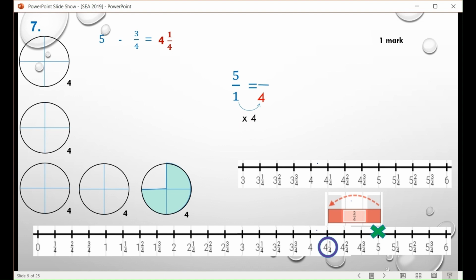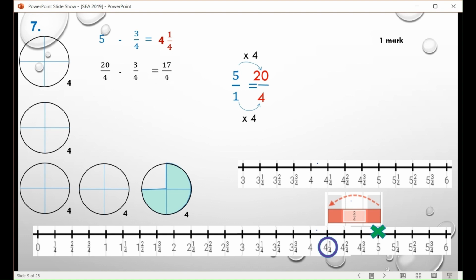We multiply by 4. So 1 times 4 is 4. And if we multiply by 4 below in the denominator, we shall do the same on top, because we want to maintain that it's equal. So 5 times 4 is 20, which gives us that 5 is 20 over 4, or 20/4, minus 3/4. And if we have 20 of an item minus 3 of the same item, 20 minus 3 is 17.